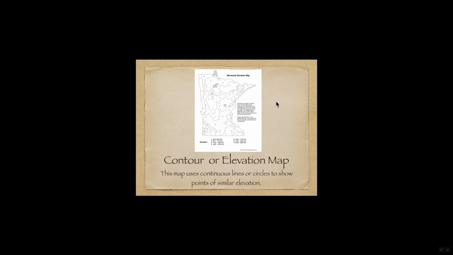So this one has a key at the bottom, and you can see that if it has a 1, that area there that's circled by that contour line is below 900 feet, and then it goes on up from there. So an elevation or a contour map shows height above the ground, and it shows it in similar footage.